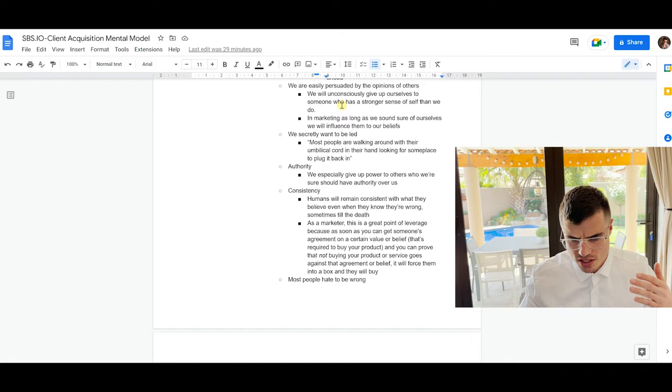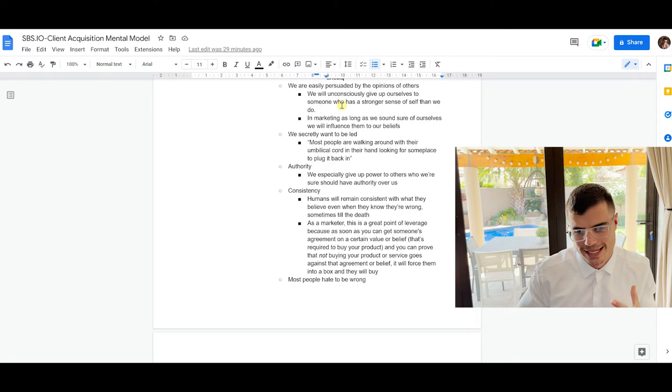So that is something to keep in the back of your mind when it comes to decision making. We will unconsciously give ourselves to someone who has a stronger sense of self, that self-confidence. If you seek that and you see someone progressively put that out, you're going to want to know how he's doing it, right? So in marketing, as long as we are sure about ourselves, we will influence them through our beliefs. We secretly want to be led, right?